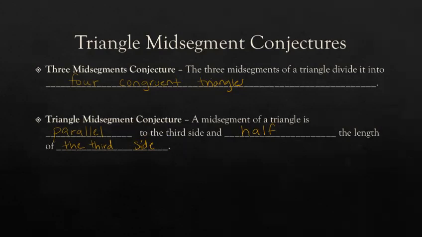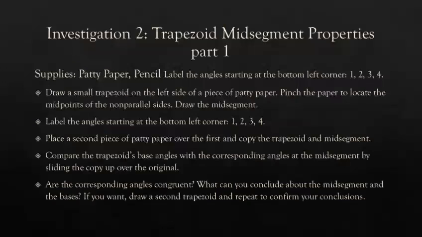Now let's look at trapezoids. Our second investigation we're going to do in two parts. So we have trapezoid midsegment properties. First, we're going to need to draw a small trapezoid. Draw it towards the left side of your patty paper for the rest of the investigation to work well. And then pinch the paper to locate the midpoints of the non-parallel sides. Draw in the one segment that a trapezoid has. Then we're going to label the angles 1, 2, 3, and 4. We're going to put a second piece of patty paper over the first and copy the entire trapezoid and midsegment.